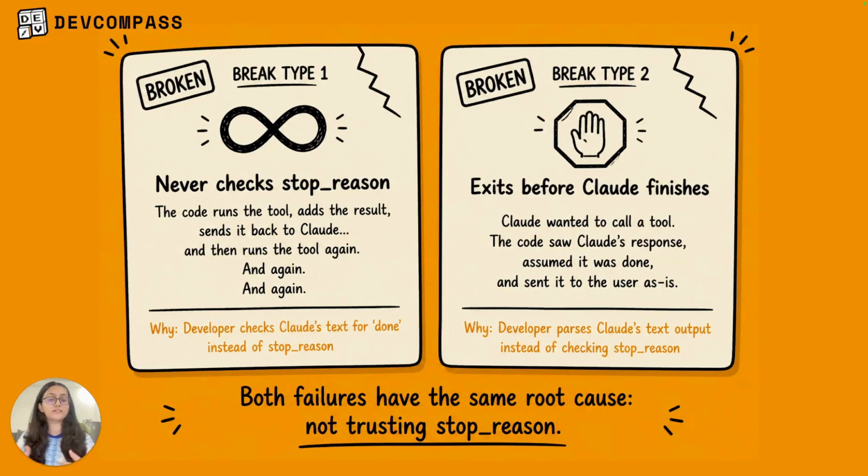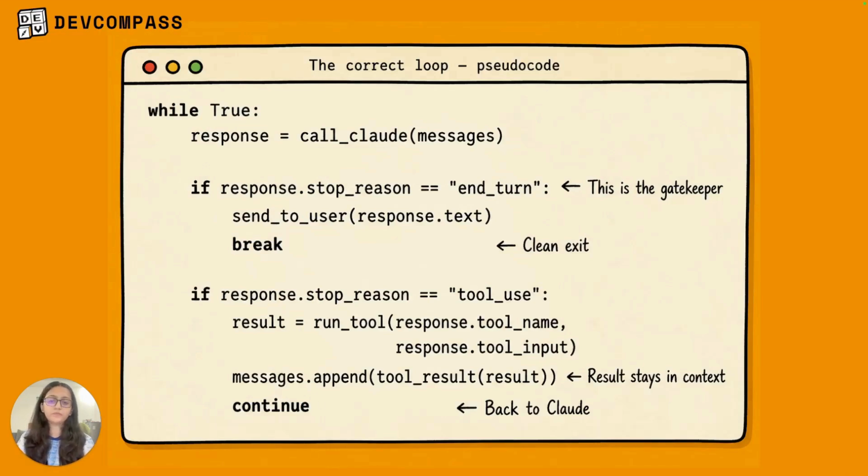And both are failures, same root cause. Because the developer is reading Claude's text instead of reading the stop reason field and putting it into a condition that if this happens, go to this step. If it doesn't, then go to this step. So the bottom of the slide really simply mentions that both failures have the same root cause, not trusting stop reason, and that's a lesson. So don't parse Claude's text to control your loop, read the field every time you're building an agent. Please make sure that you don't make this mistake. And this could be one of the scenarios or questions in the exam.